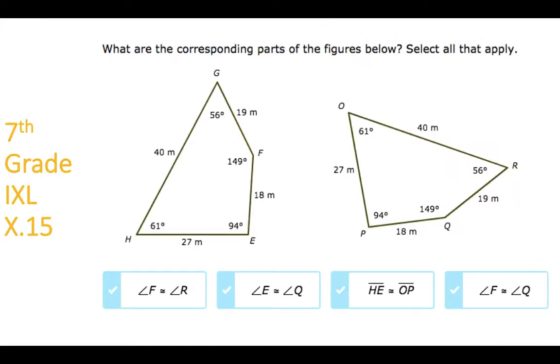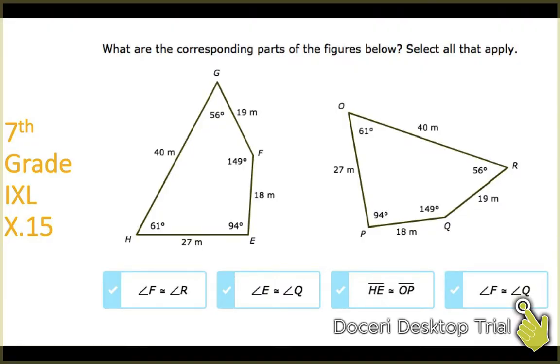Okay, if you feel like you've gotten the hang of this, you can go ahead and work on 7th grade IXL topic X15 to get as high as you can by the end of the period.